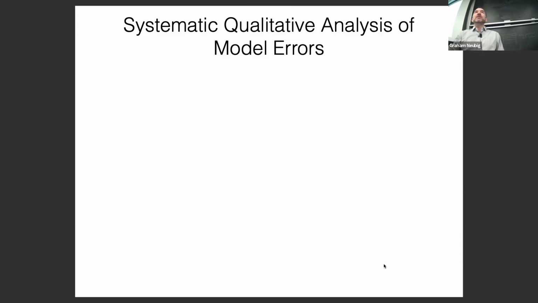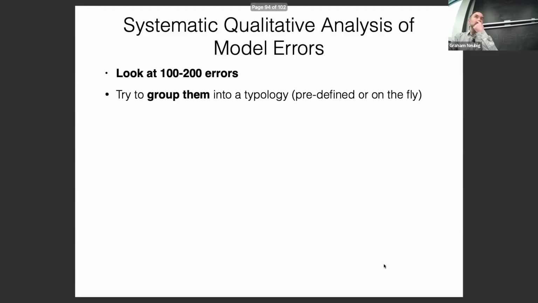So there are methods to do this more systematically, and this is something I picked up when I was doing an internship at Google, and it really stuck with me for 14 years now, I guess, 13 years. A very simple way to do this more systematically than just browsing through things is to randomly sample 100 outputs and look at 100 errors and try to group them into some sort of typology and say, oh, this kind of error is particularly frequent.